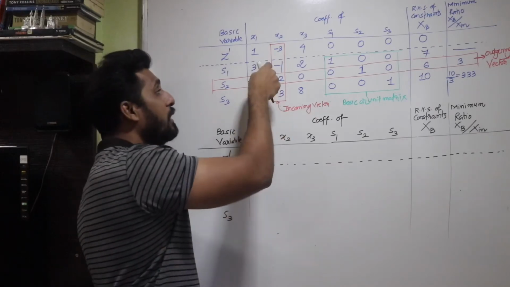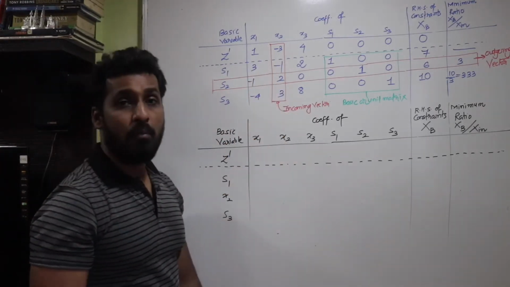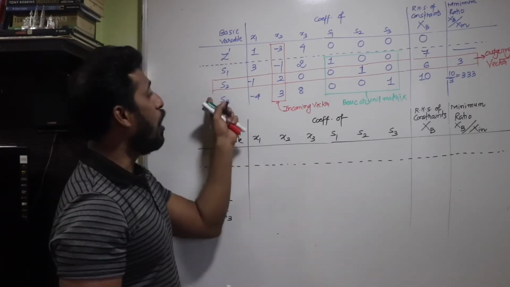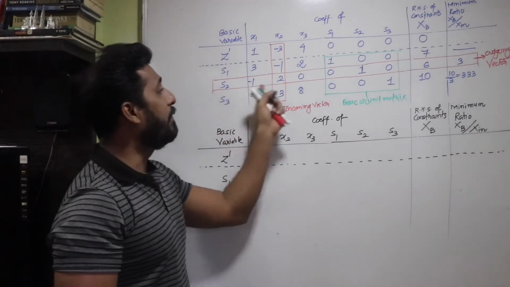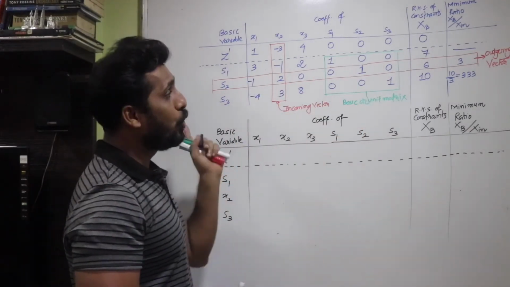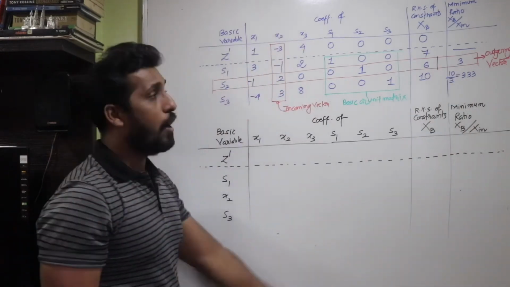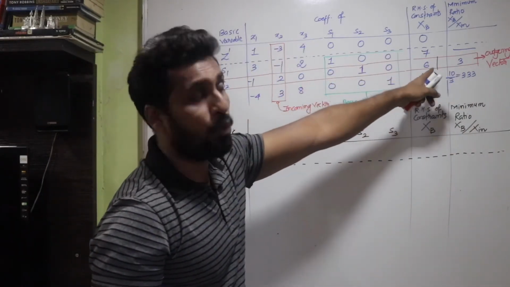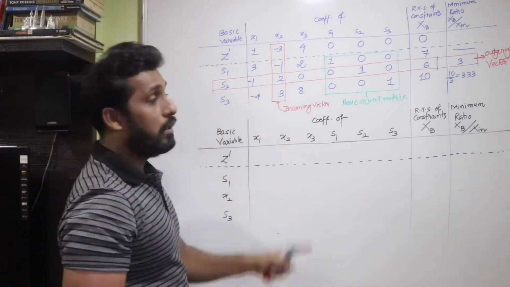It has to become 0 1 and 0. That means 2 has to become 1, isn't it? So my job is going to be dividing this particular row by 2. I'm going to divide this entire row by 2, up to the XB value. So let's divide this with 2.